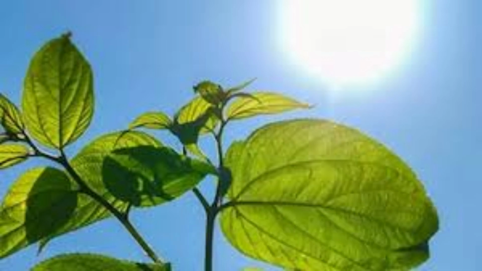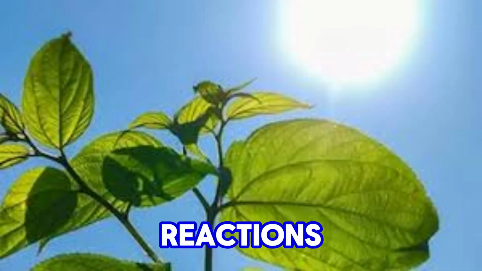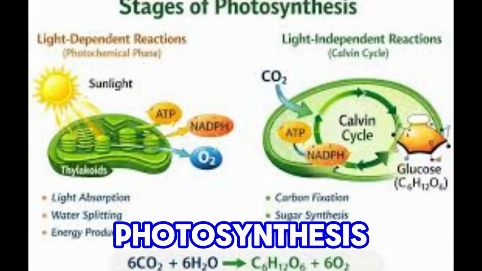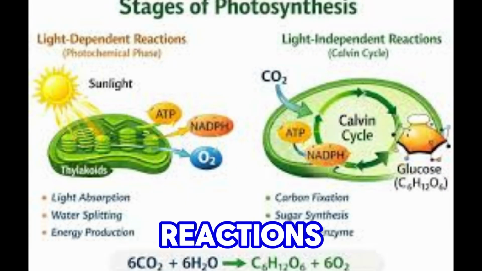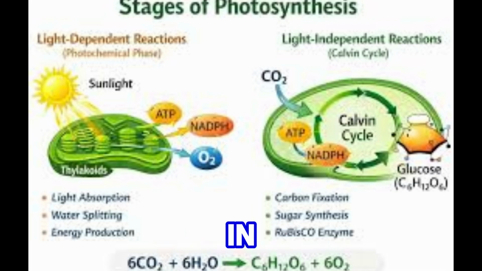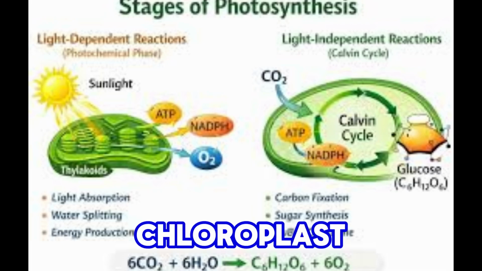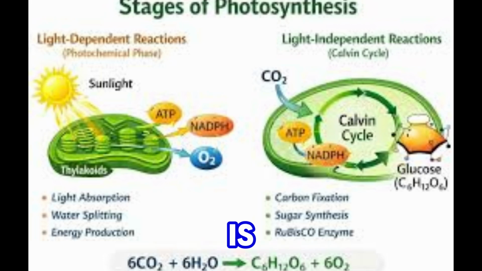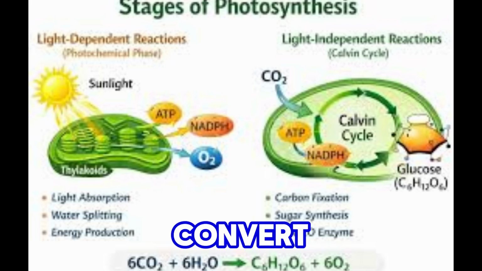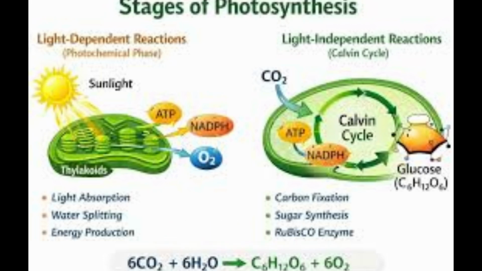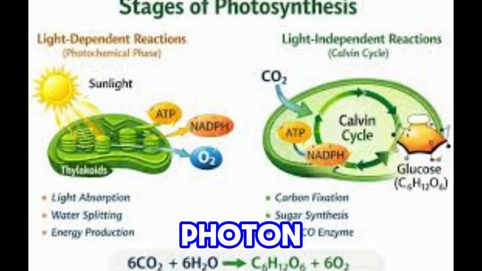Stage 1. The light-dependent reactions. The first major stage of photosynthesis is called the light-dependent reactions. They occur in the thylakoid membranes of the chloroplast. Their mission is simple: capture light energy and convert it into chemical energy. But how? Let's follow an individual photon.